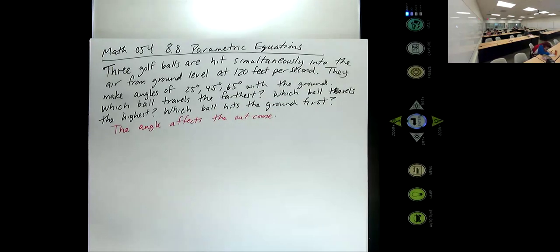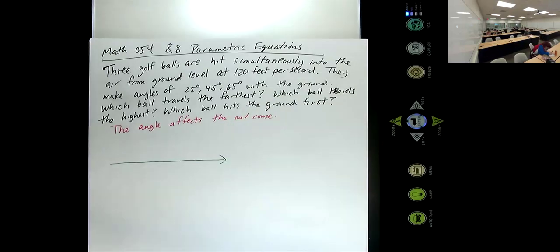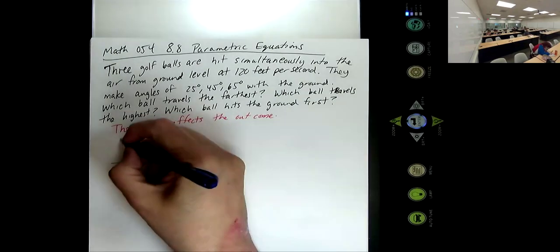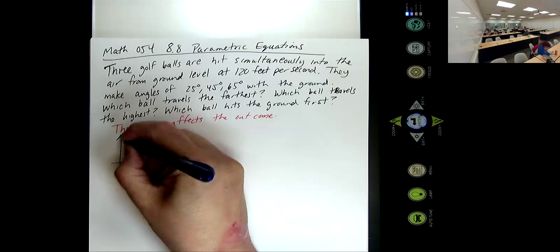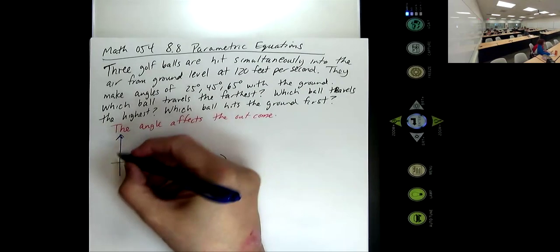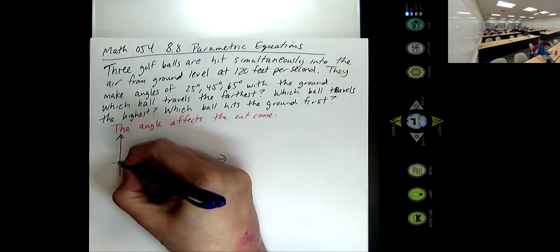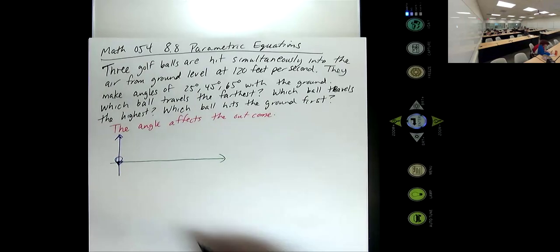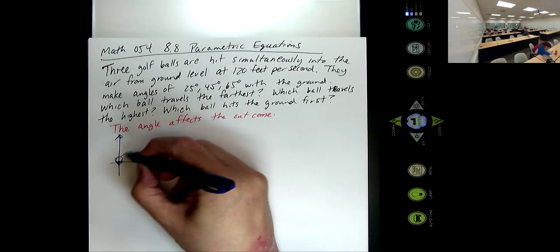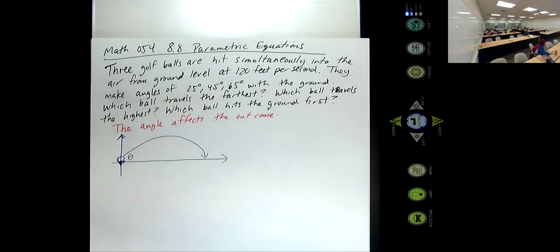And let's say we drew a little picture, and I'm gonna make the ground the x-axis. And height will make blue for the sky, green for the ground. Let's say our little ball is right here on some tee. And the ball is right there, and it's doing something like this, where it's making an angle theta.